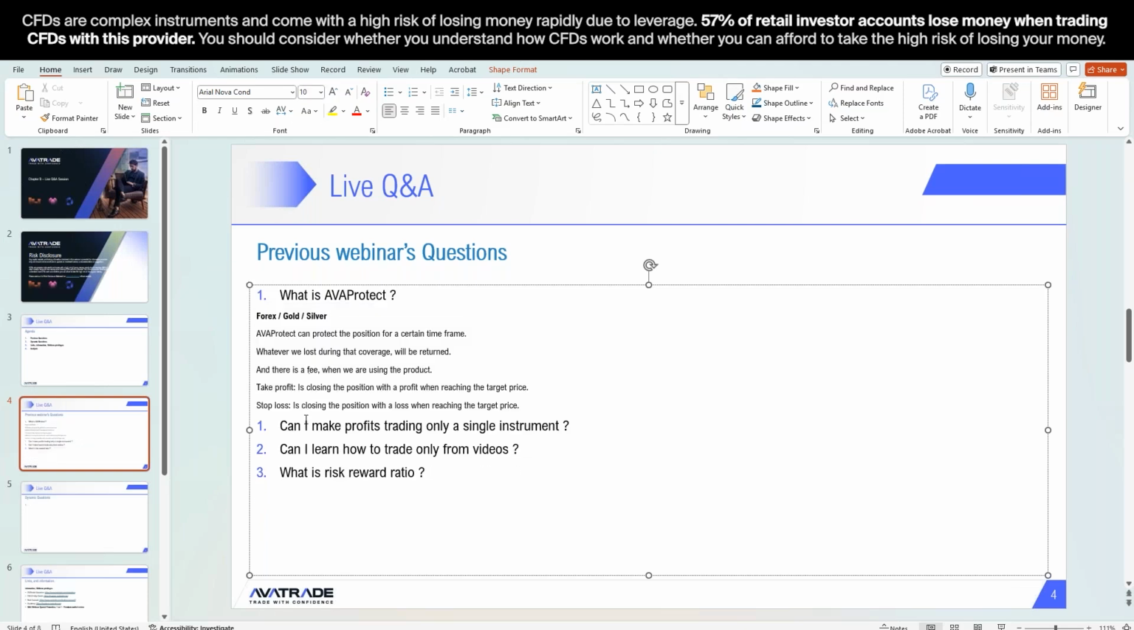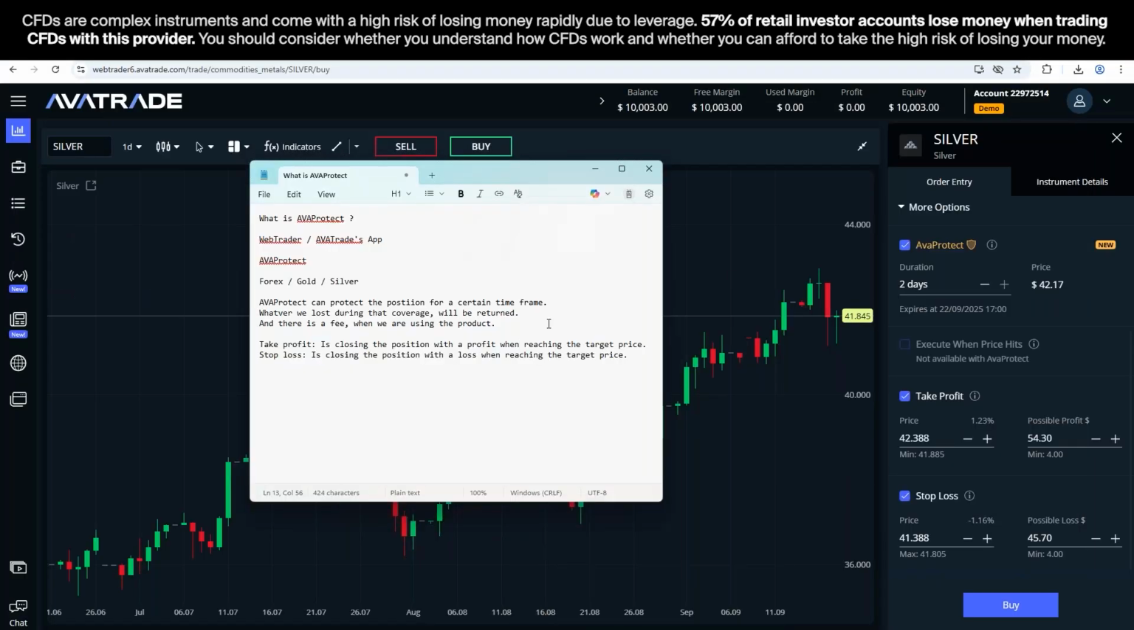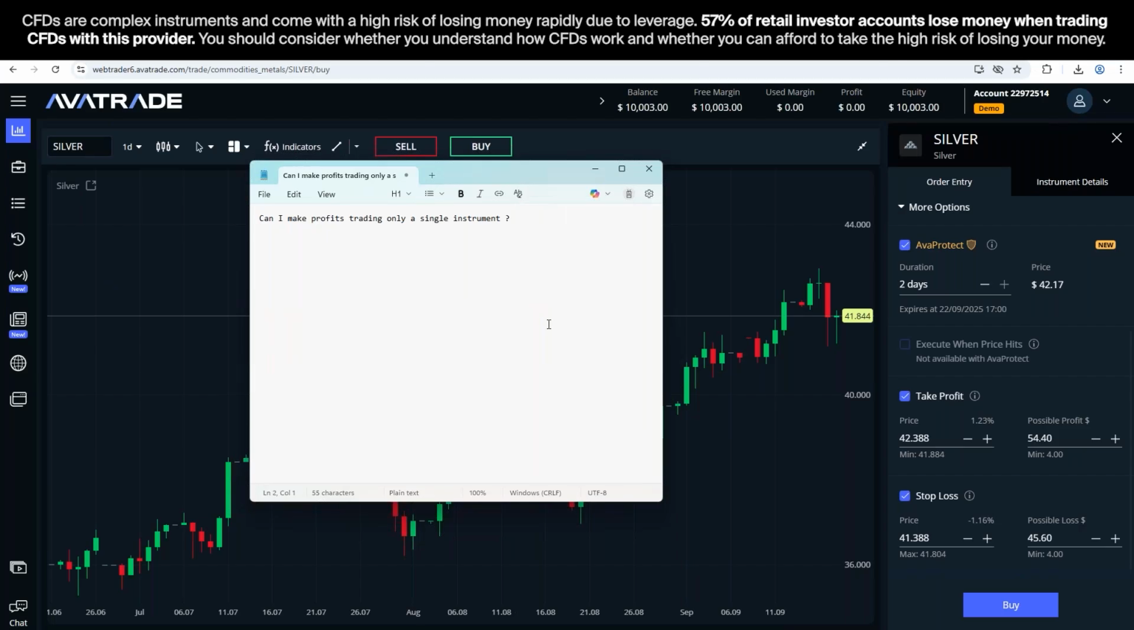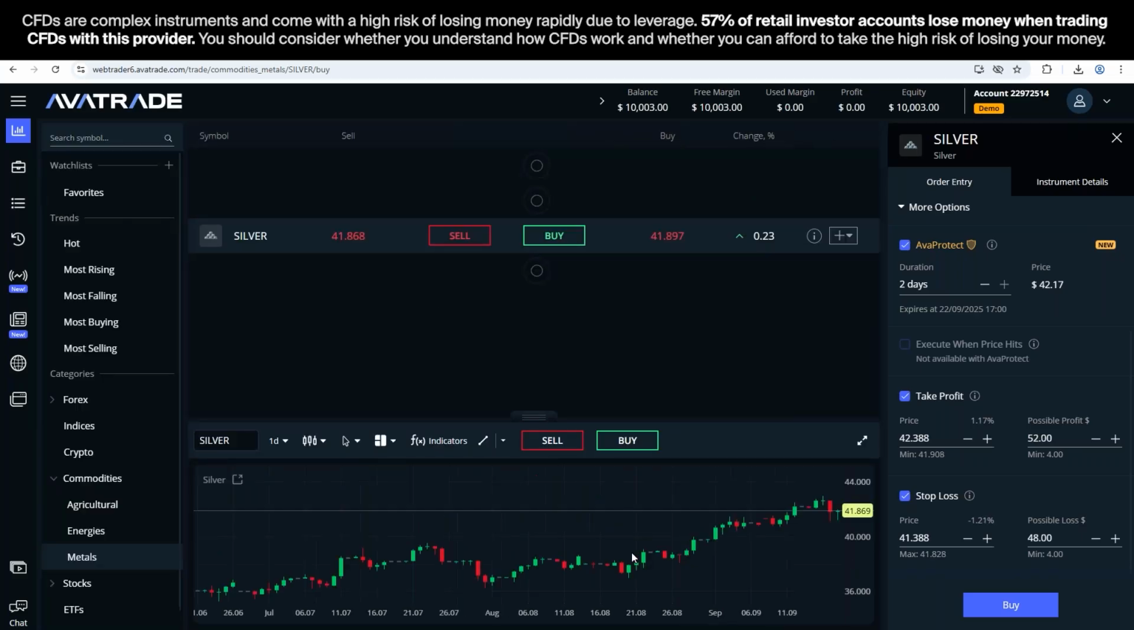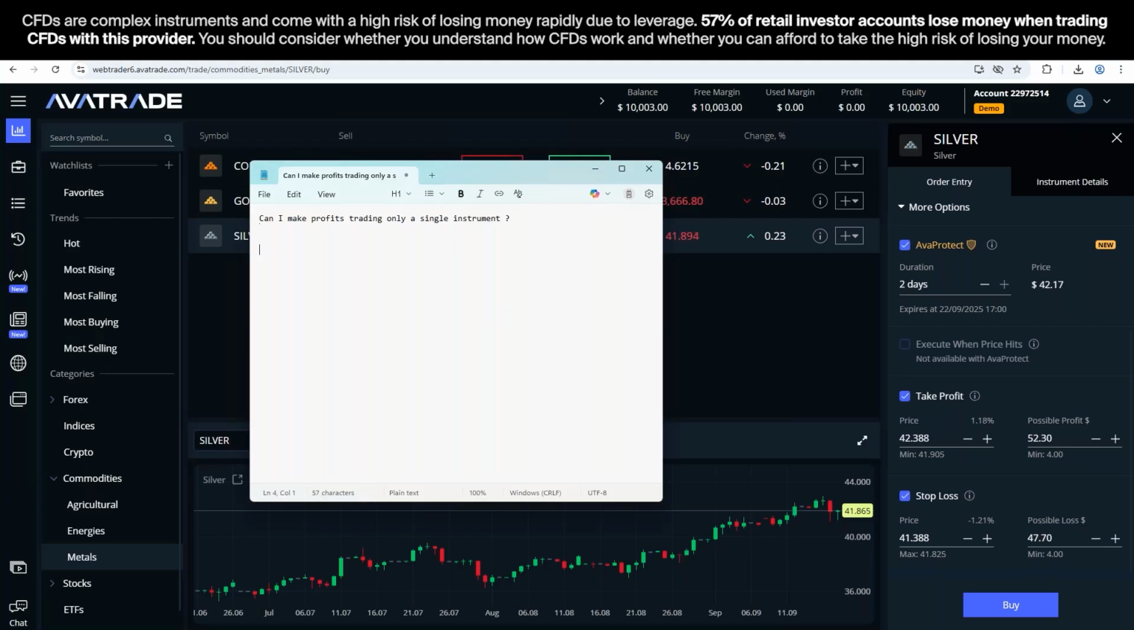Now, the next question here is, can I make profits trading only a single instrument? Of course. There are people that do that. There are traders that do that. No one obligates you to trade multiple instruments, and no one obligates you to trade a single instrument. Of course, the profit or the loss is not determined by the number of instruments that we are trading. What determines that is primarily the analysis that we do and how the market fluctuates. But what is the difference still, trading one instrument rather than more than a single instrument?